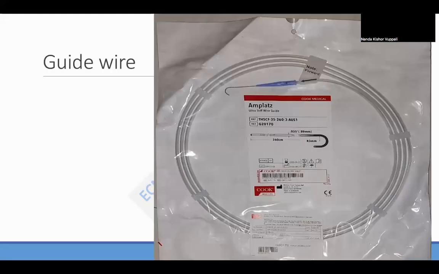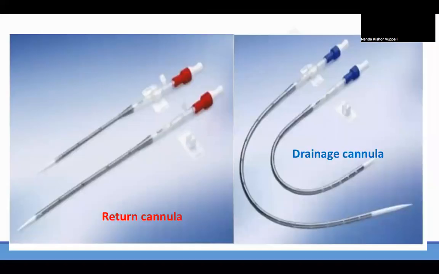This is a guide wire which we use, usually 150 to 200 centimeters. A stiff guide wire, we use it with a J-tip. And then you get two kinds of cannulas. The return cannula is a smaller one with a single opening at the end. And the drainage cannulas are longer and with multiple holes.